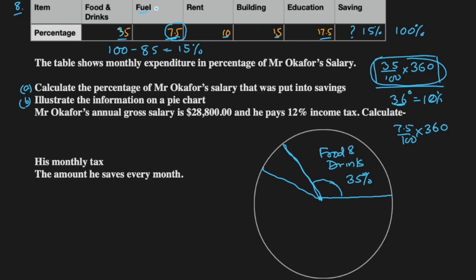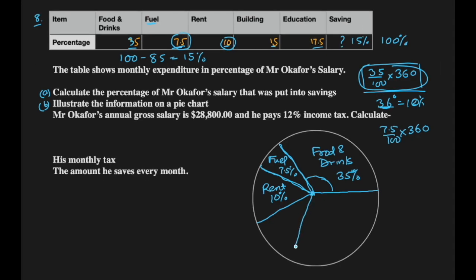And fuel is 7.5%. That's what we will write here. Fuel 7.5%. Okay, 10% is 36 degrees, we know already. From this line, draw 36 degrees, which will be a little bigger than the one which was previously here. So rent 10%. Then 15% will be a little bigger than this. So this will be building 15%.